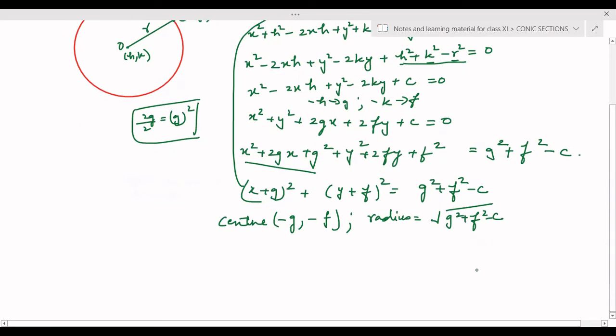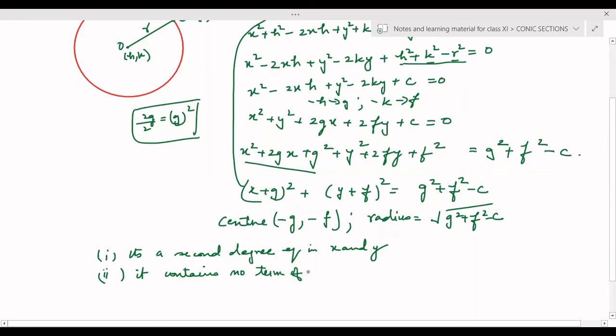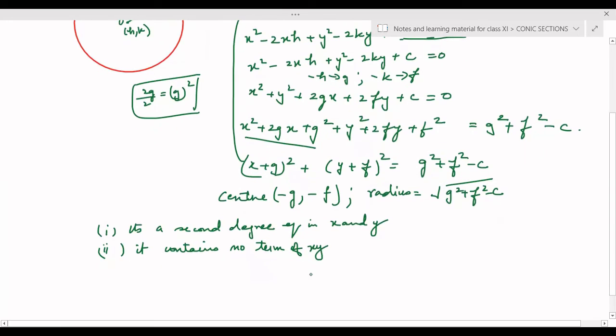Let's further discuss more about the equation of the circle. So here, what do we see, the following properties. That the equation of a circle is a second degree equation in x and y. Also, it contains no term of x into y, the product of x, y. Third, our observation is that the coefficient of x square will be equal to the coefficient of y squared term.